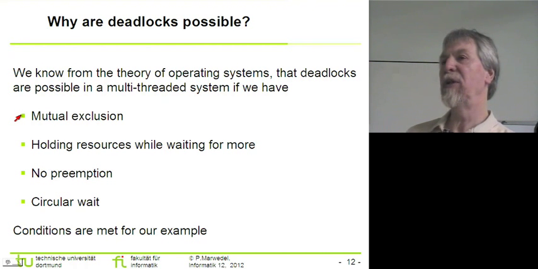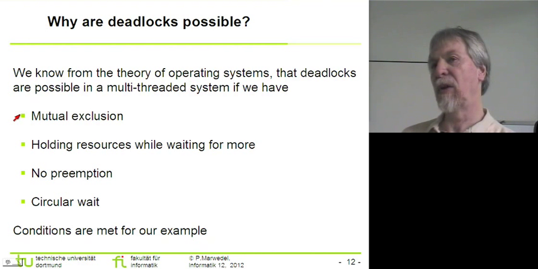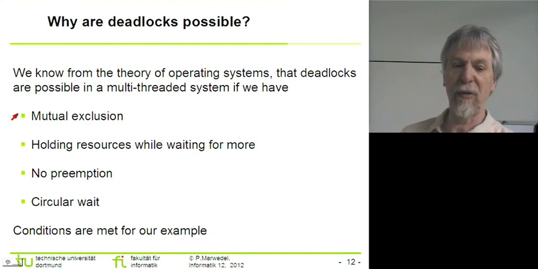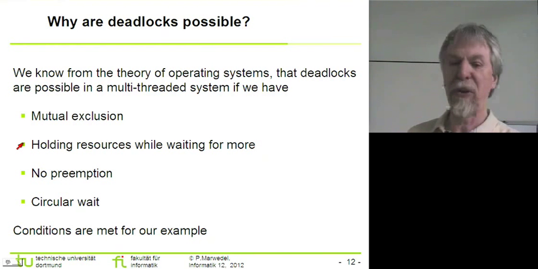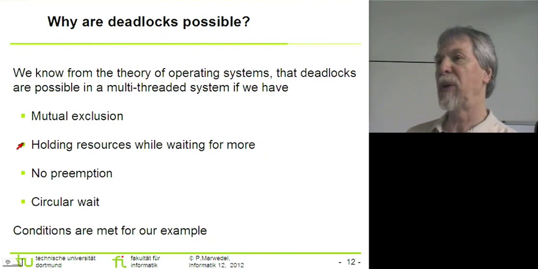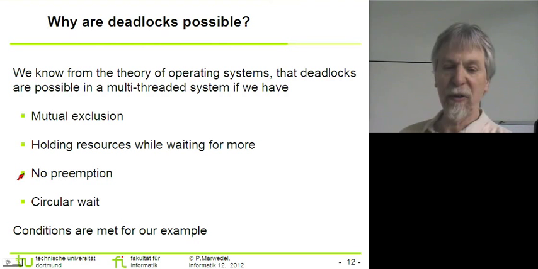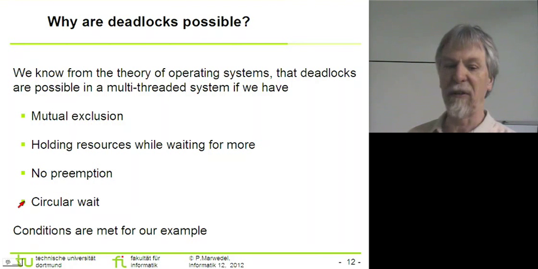First of all, we need mutual exclusion. And obviously, for access to global resources, we need mutual exclusion. Second condition is that it must be possible that we are already holding resources while we are waiting for more. Third condition is that no preemption is allowed, and fourth condition is that a circular wait exists.